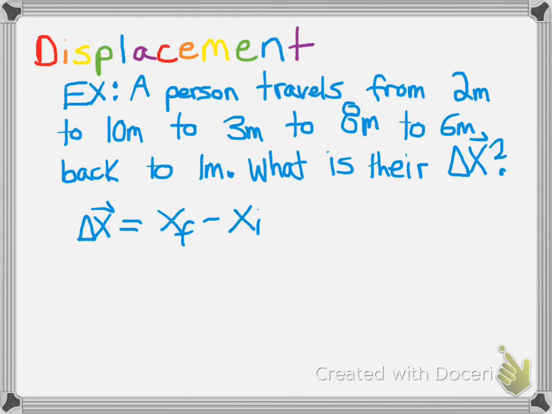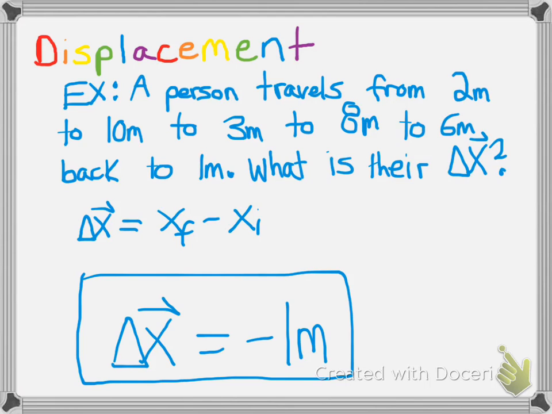A person travels from 2 meters to 10 meters to 3 meters to 8 meters to 6 meters and back to 1 meter. What is their displacement? If you did it correctly, your answer should be negative 1 meter.